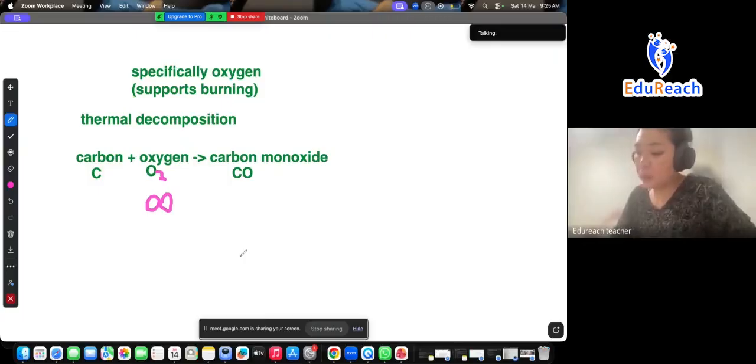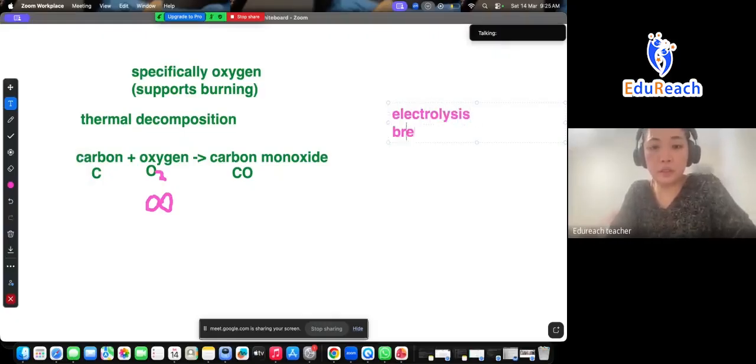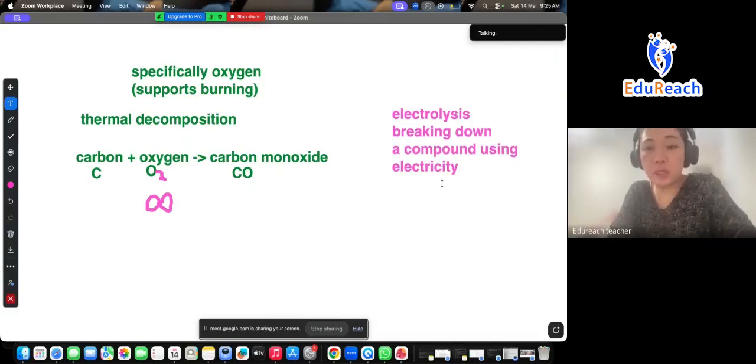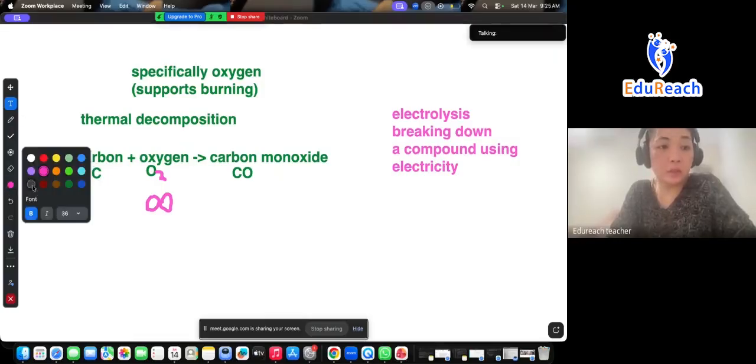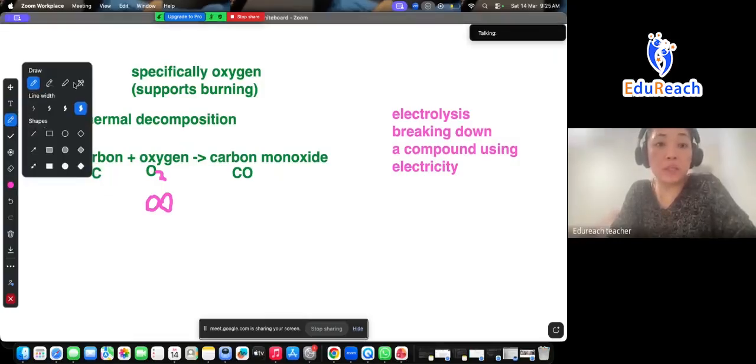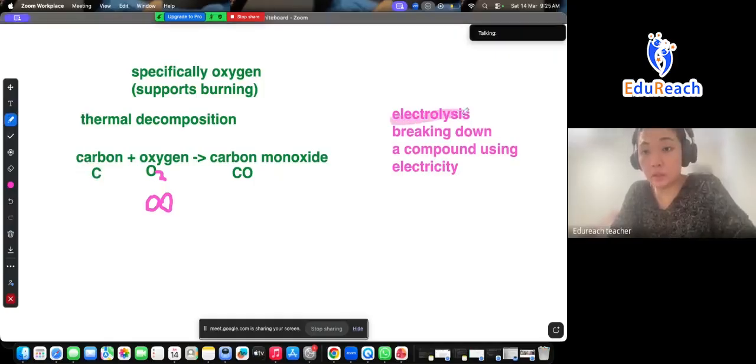Okay, under electricity, electrolysis. You might not know what it is, so I will get you to write this down. Under electrolysis, can you write down: breaking down a compound using electricity? So we are actually using electricity to break down a compound into simpler substances. That is what electrolysis is.